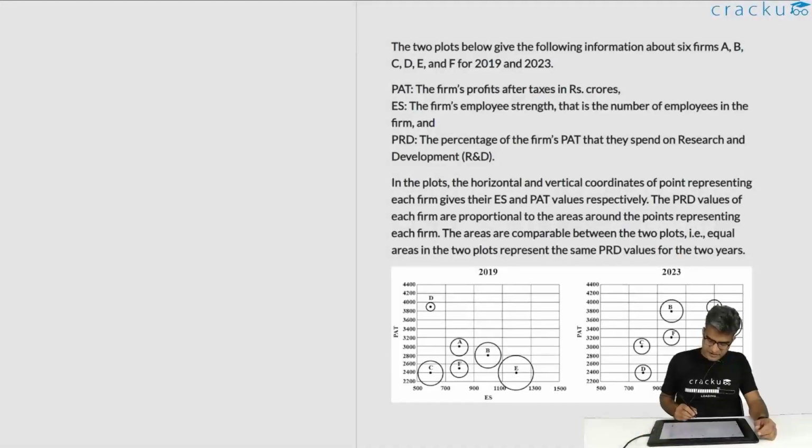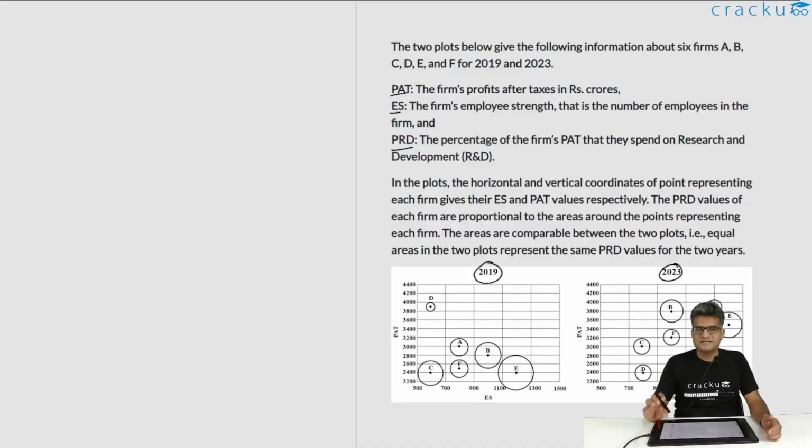In this question, we are given 2 times, one is in 2019 and one is in 2023. We are given information about 6 companies. The companies are A, B, C, D, E, and F. And for each of the companies, for both of these years, we are given the profit after tax, which is called PAT. We are given the employee strength, this is given by ES. And we are given the percentage of the profit which was spent on research and development. This we are given as PRD.